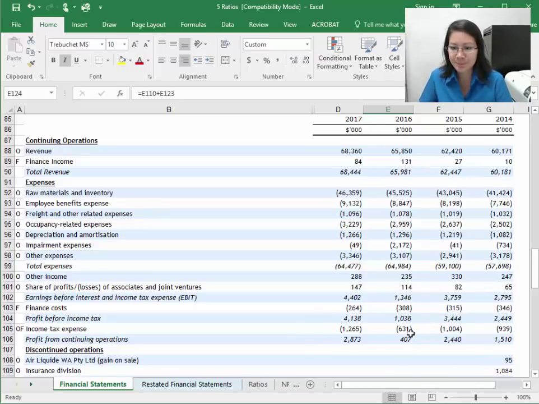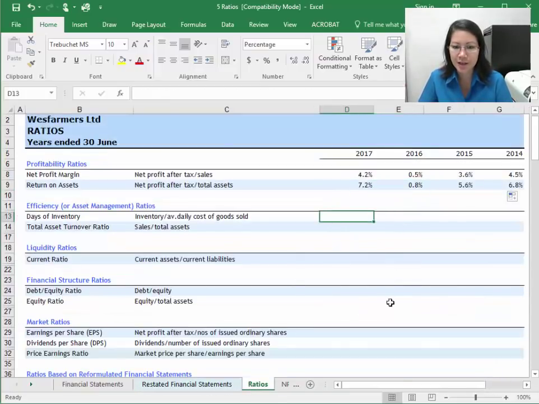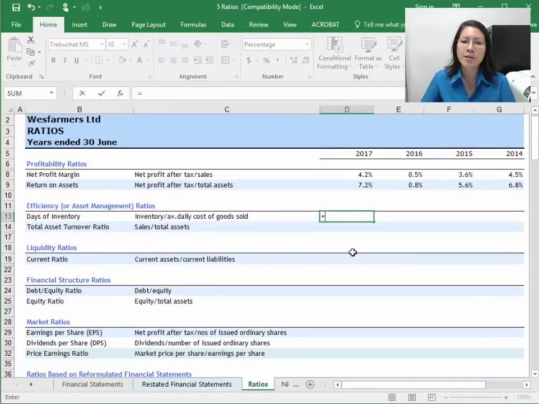Okay, keep calculating our ratios. Okay, days of inventory. So this is how long it is taking us to sell our inventory. So it equals our inventory. Now some companies, this is important, some of your companies may not have inventory. They might be purely service companies.